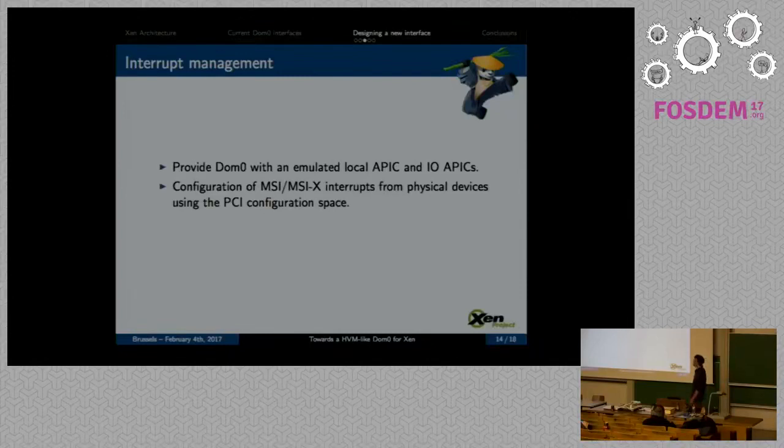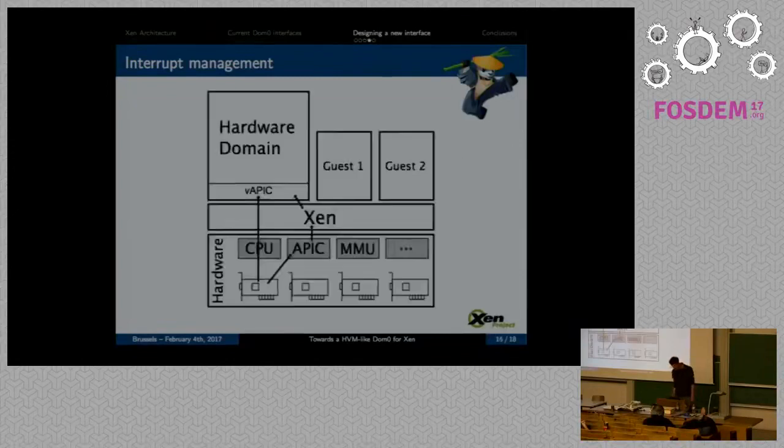And the IO APIC will be emulated inside of Xen, and we will be using the same code that we already use for HVM guests, so it's not introducing new code into Xen, it's just using the code that we already have there. And finally, we would like the configuration of interrupts to be done using the PCI configuration space, so that means that we'll have to introduce some emulation code inside of Xen. It's not going to be a lot of code, but we'll have to introduce some traps for the PCI configuration space in order for Xen to detect that the guest is configuring interrupts and properly react to this.